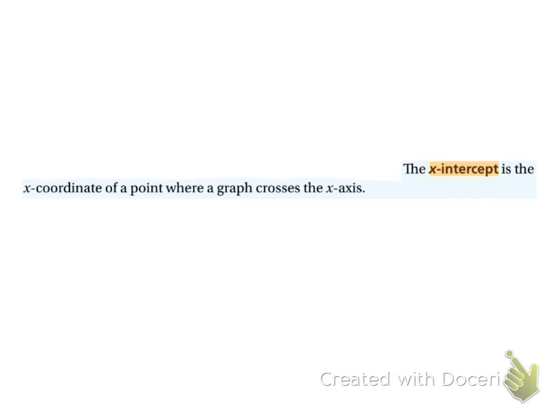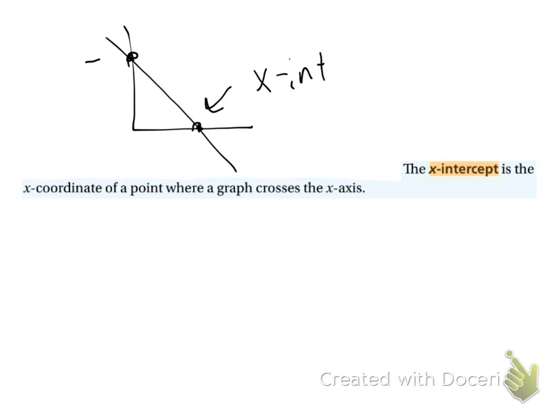This is 5.5a of Algebra. So before we've talked about the Y-intercept, and that's on a graph where the line crosses the Y-axis. So the Y-intercept is where it crosses the Y-axis. Now we've got the X-intercept, and that's where it crosses the X-axis. So here we've got our X-intercept, and here we've got our Y-intercept.